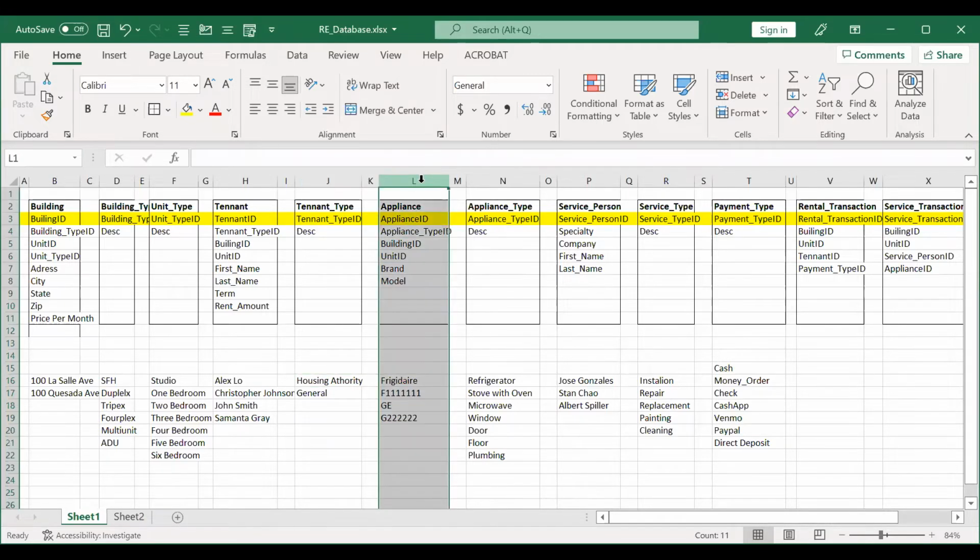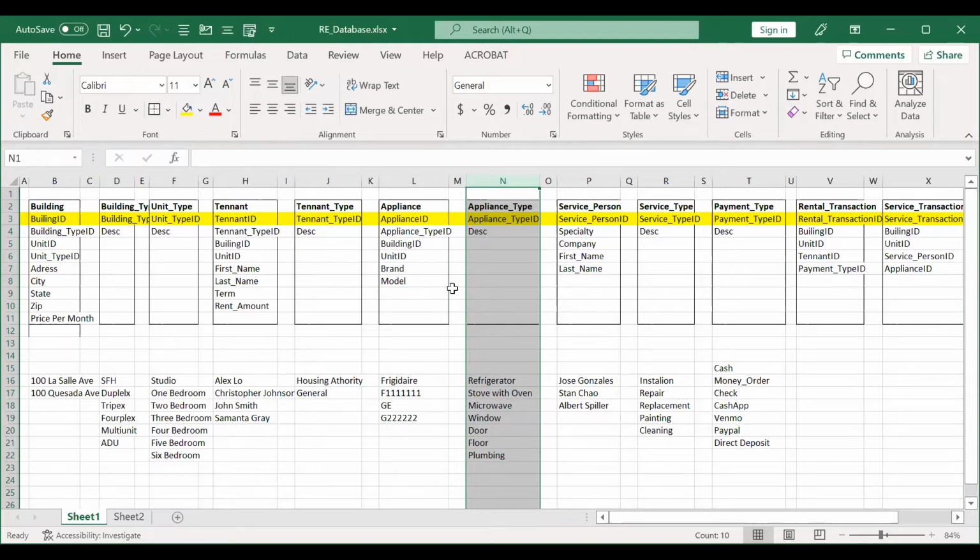Appliances. So each unit has appliances and each appliance has an appliance ID. Appliance type ID. What do I mean by appliance type? It's a refrigerator, stove with oven, maybe stove without oven, microwave, window, door, floor, plumbing. For right now, I put it all in appliances.